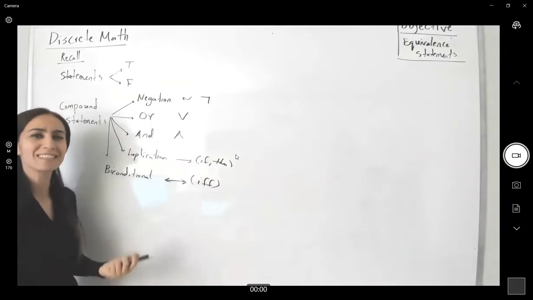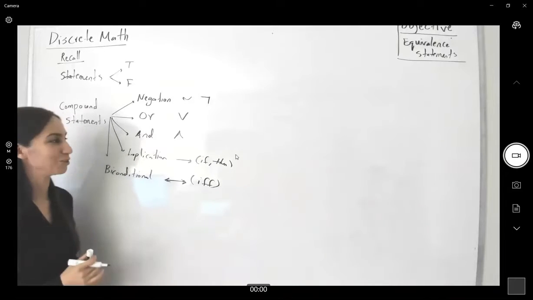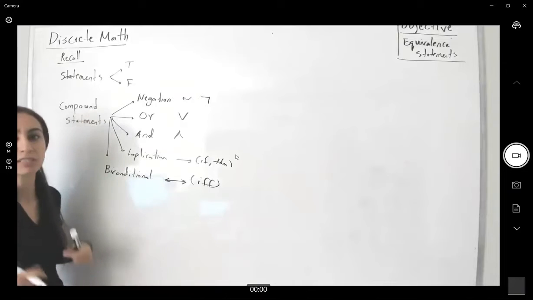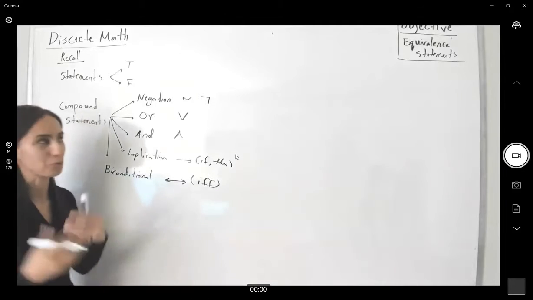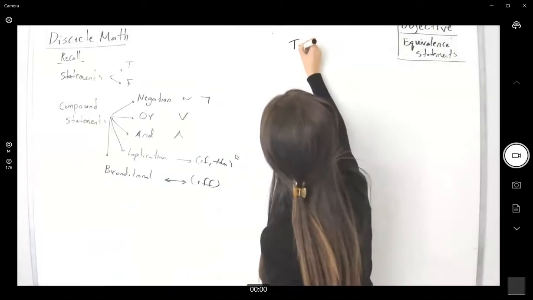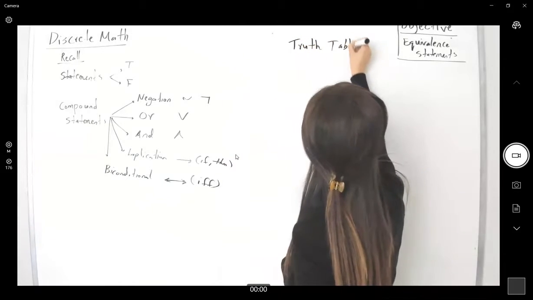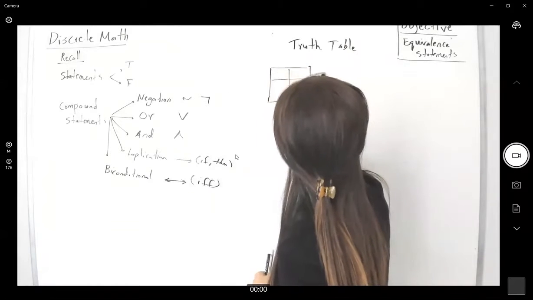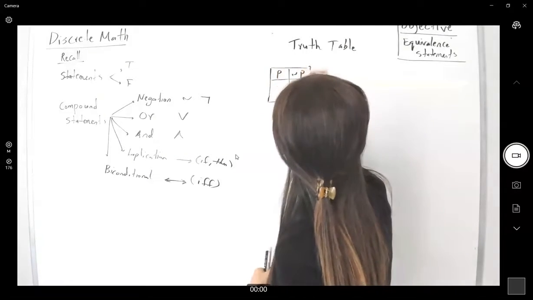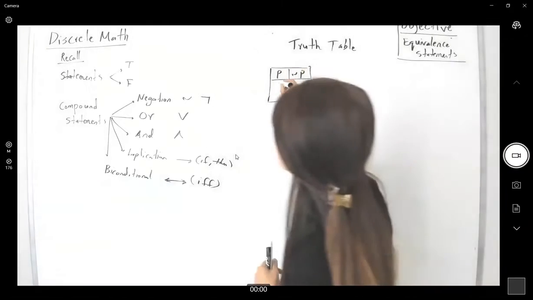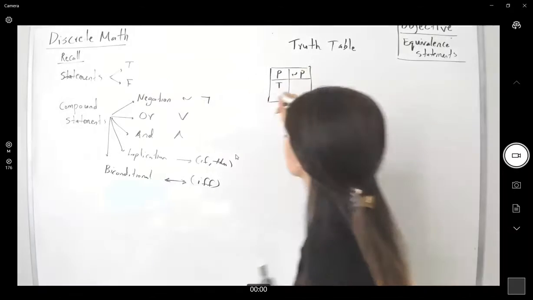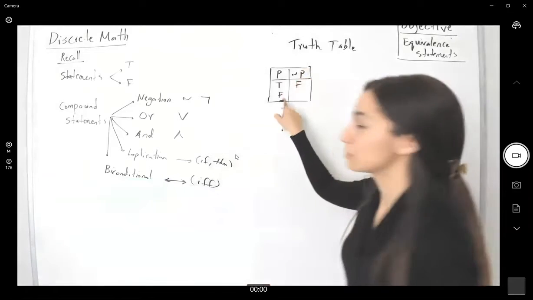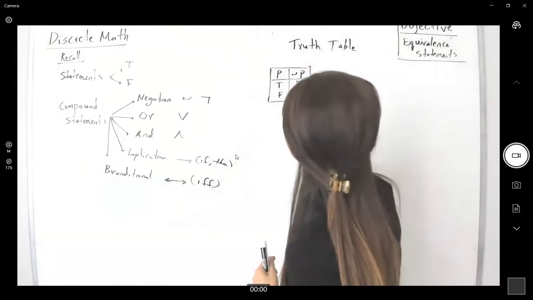He said that to make sure it's easy for us to follow the truth or falseness of these compound statements, we introduce truth tables. Truth tables. For negation, it was very easy. We have a statement like P and its negation not P. The statement can be true or it can be false. If the statement is true, its negation is going to be false. If the statement is false, its negation is going to be true.